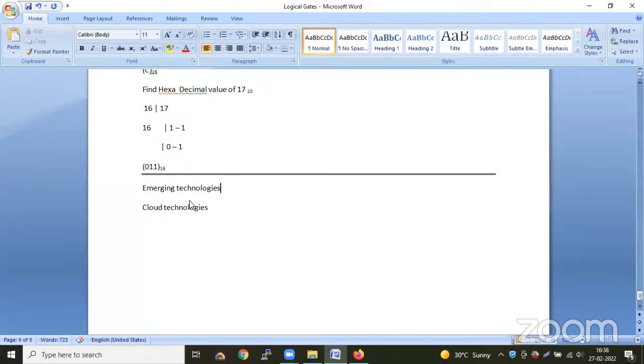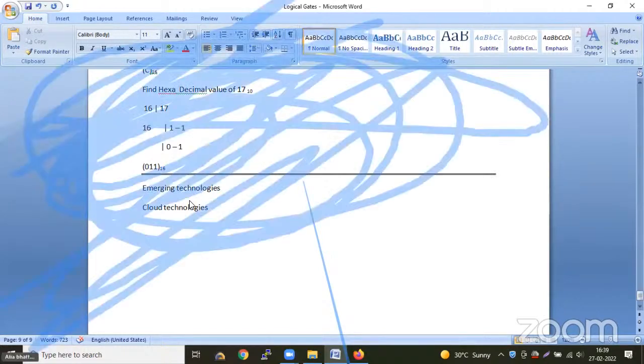So emerging technologies. So basically, emerging technologies means the recent technologies, whatever technologies are there in the computer industry. Okay, so that we have to understand.